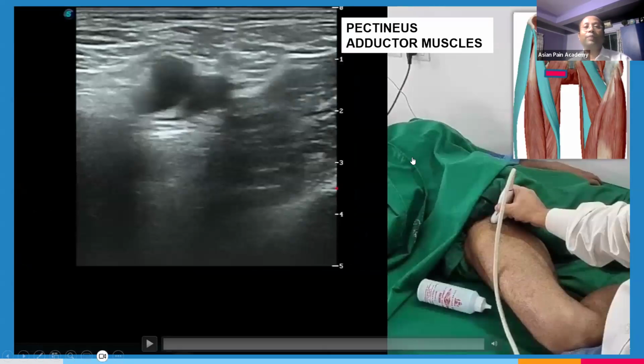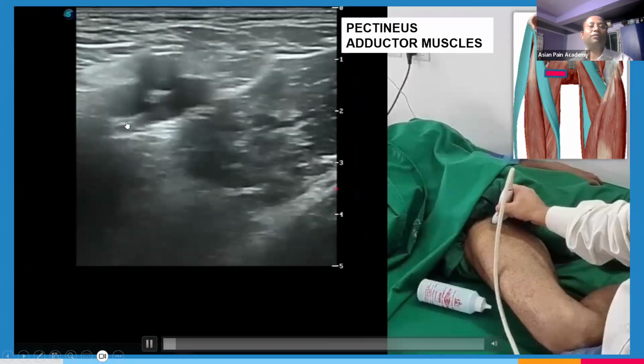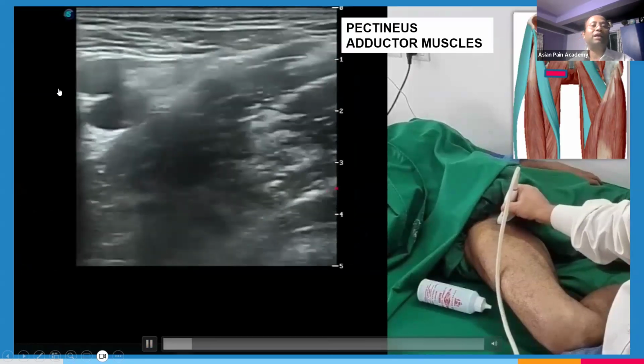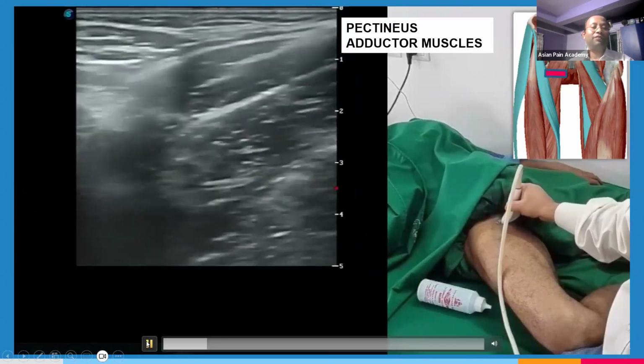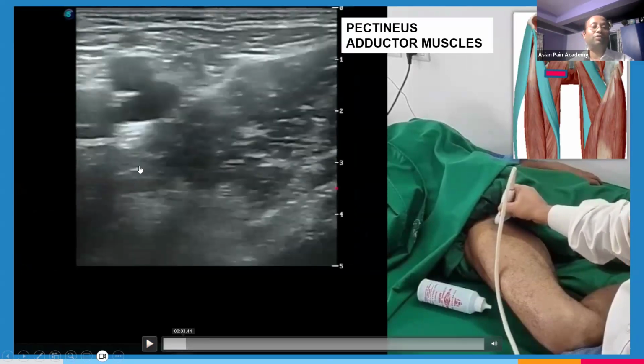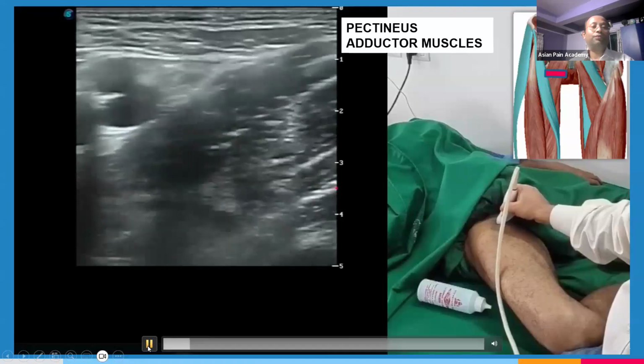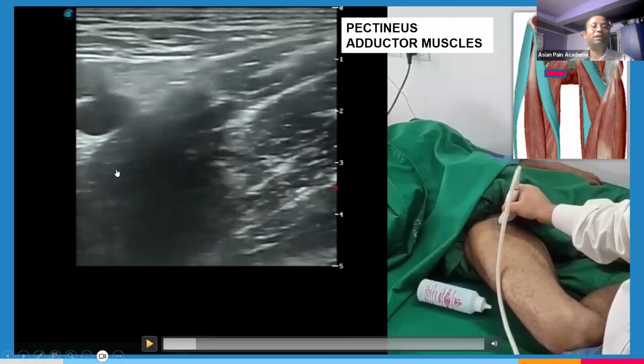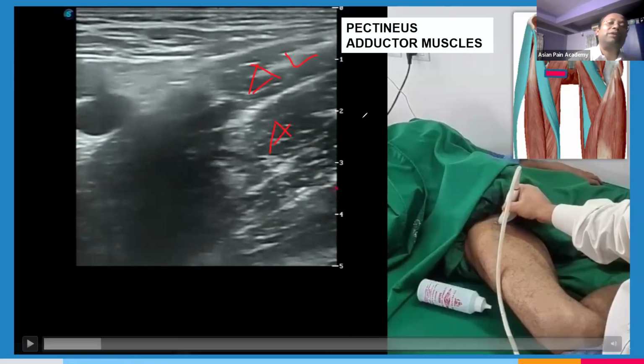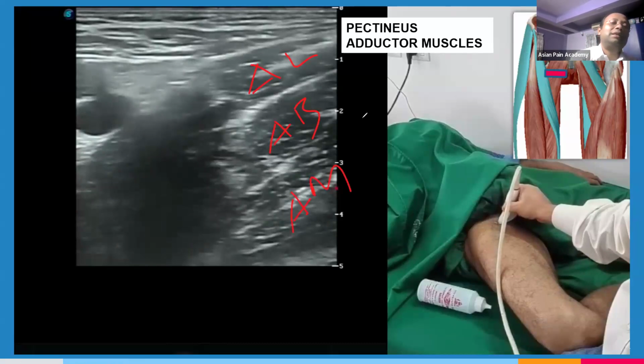Okay. So the pectineus and adductor muscles I am not showing, just to show you that in front of this femoral triangle, all the vessels and nerves are there. Then the first muscle, just here, this big muscle, this is the pectineus. It forms the floor of the femoral triangle. So this is the pectineus, and here three muscles are there. This one is the adductor longus, adductor brevis, and adductor magnus, and this is the pectineus. Okay.